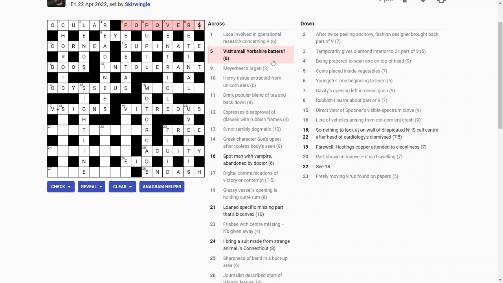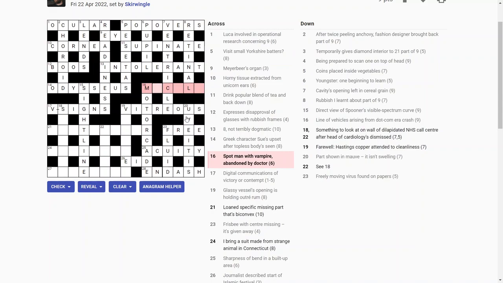Yorkshire butters, popovers. I haven't a clue what that means. Let me know in the comments what that means. Perhaps I'm way too southern to understand what that is. Visit is popover, small as S. So the whole thing is Yorkshire batters. Maybe it's a type of pastry or something from Yorkshire. I don't know.